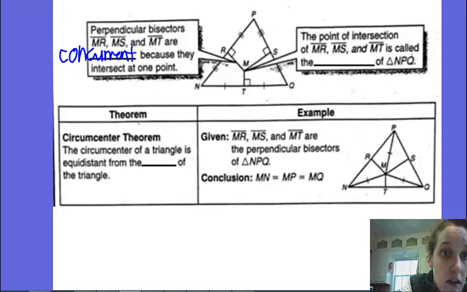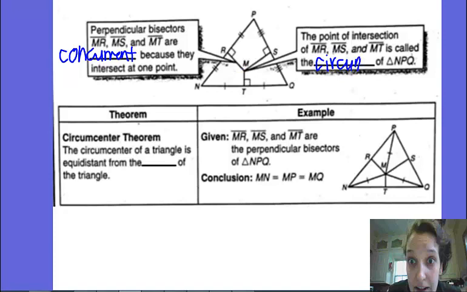And this point of intersection of your perpendicular bisectors is called the circumcenter. That's all one word. I just ran out of room. Circumcenter. The circumcenter of triangle NPQ. So the point where your 3 perpendicular bisectors intersect is called the circumcenter. It's right here, nice and pretty. So point M is our circumcenter.